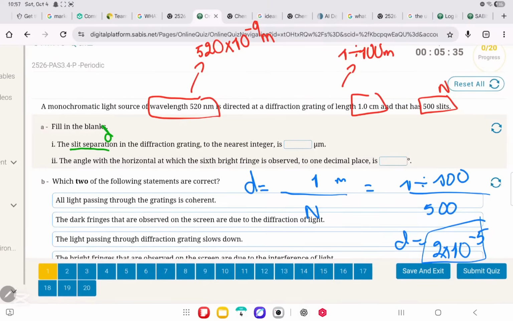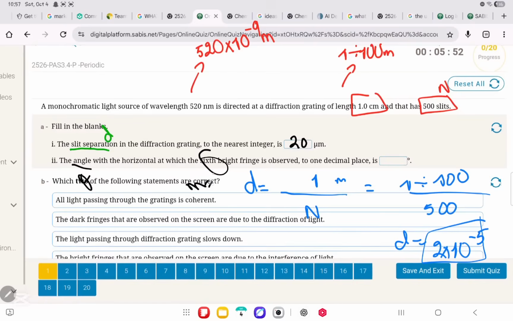So now we have what? We have the value of d, which is 2 times 10 to the power of minus 5. You need to change it into micrometers, so I will leave that for you guys to change. Now, next thing. The angle theta with the horizontal at which the sixth bright fringe, meaning that m is equal to 6, is observed, to 1 decimal place. So they want to find what angle theta when m is 6.